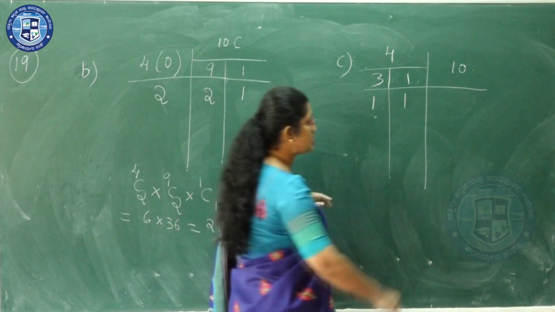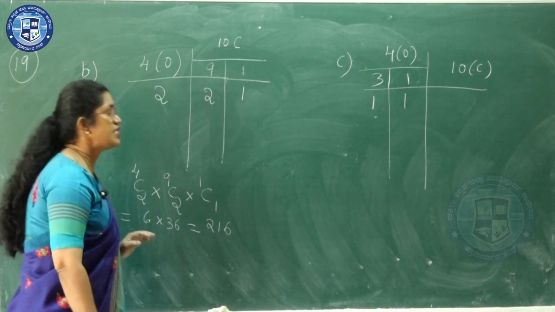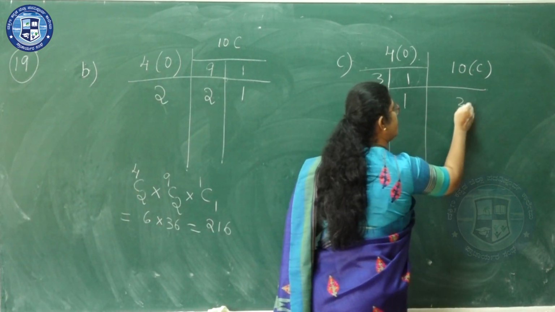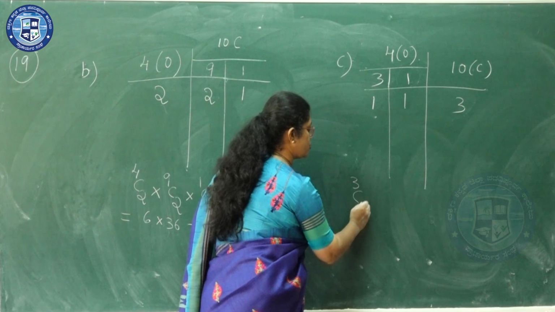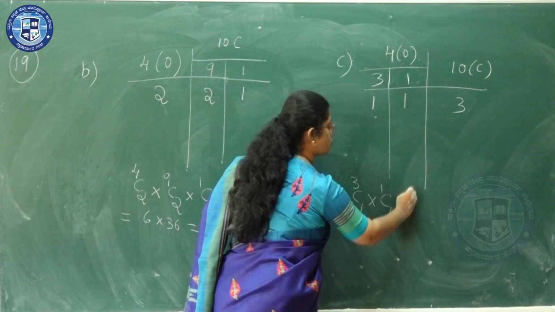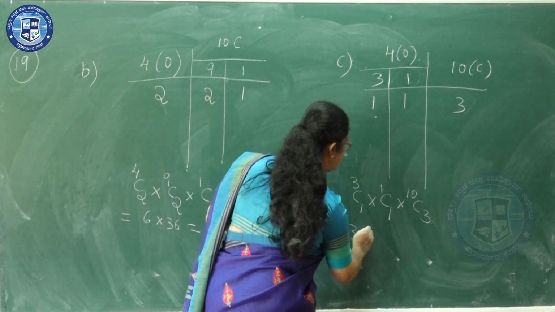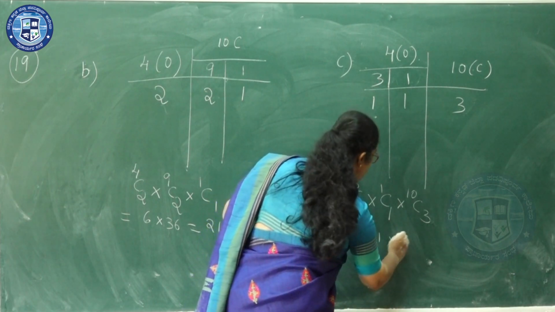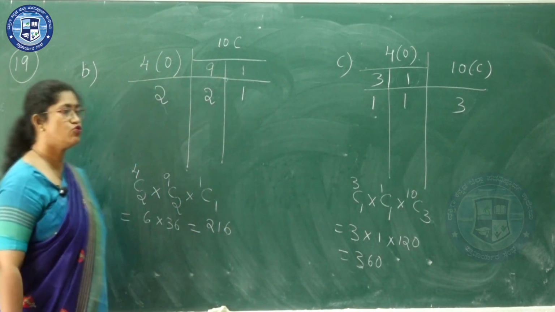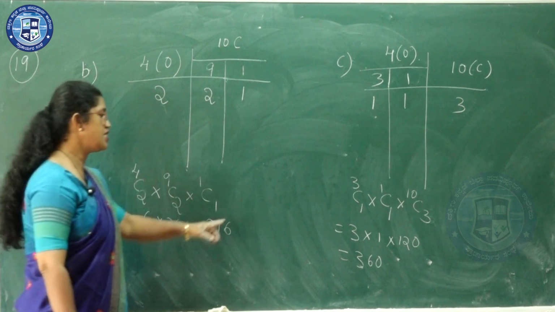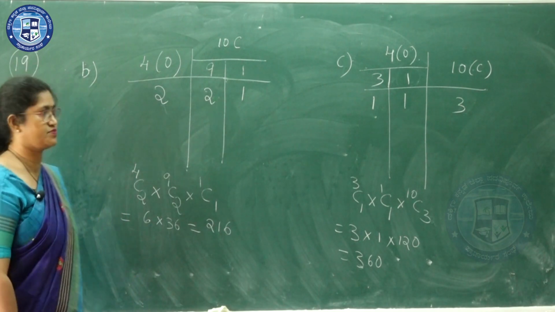And how many clerks should I choose? Number of clerks is 3. So from 10 I have to choose 3. So what are the total number of ways? From 3 I have to choose 1. From 1 I have to choose 1. And from 10 I have to choose 3. Now this is 3 into 1 into 120, which is equal to 360. So number of selections for option C is 360. Just go through both the options.